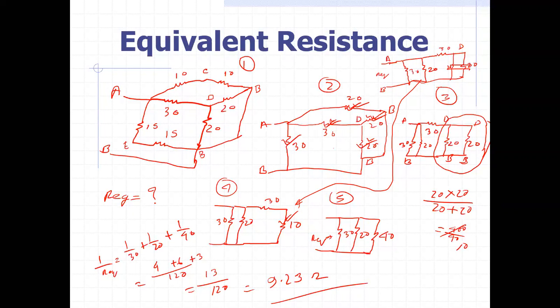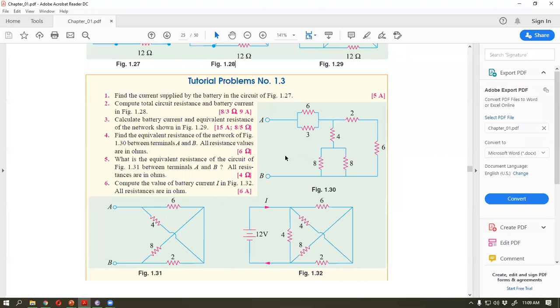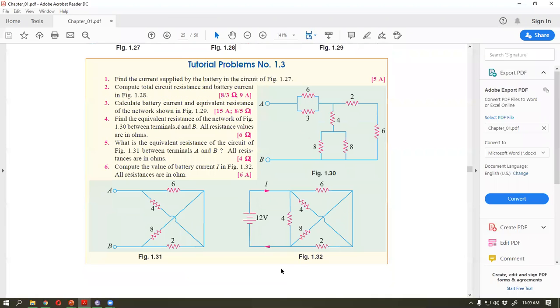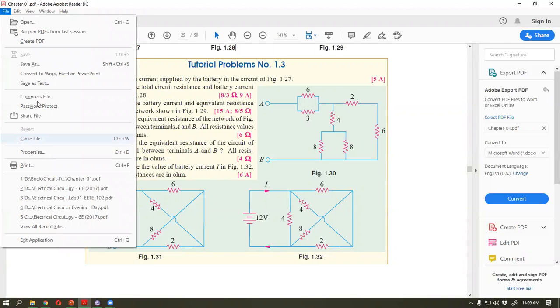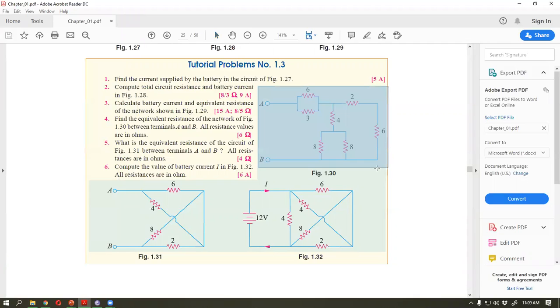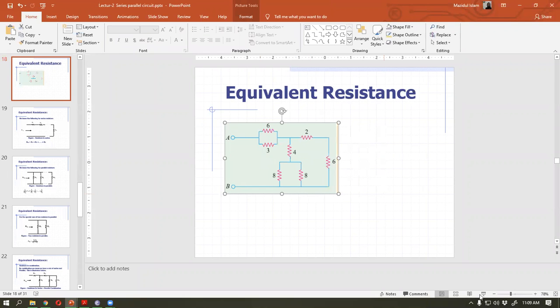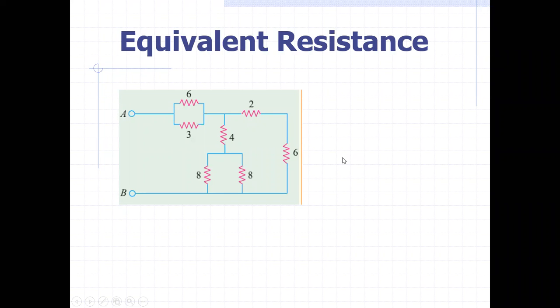So now our, suppose, this circuit result, all our calculation this, okay. Okay, suppose. Okay, now we solve this. This is very easy.